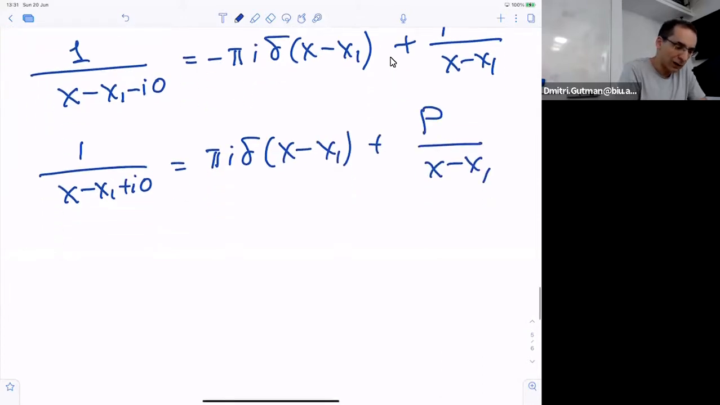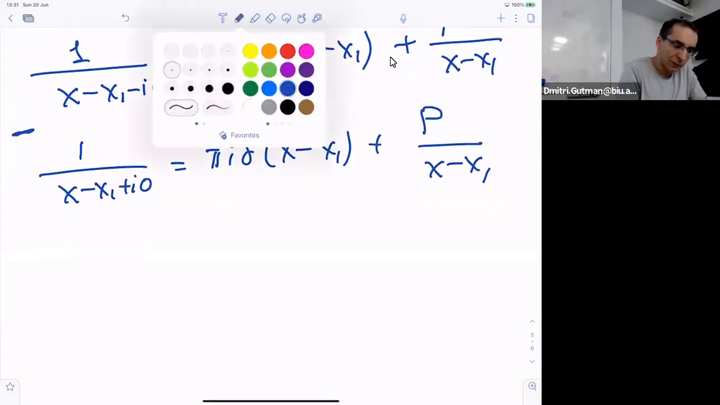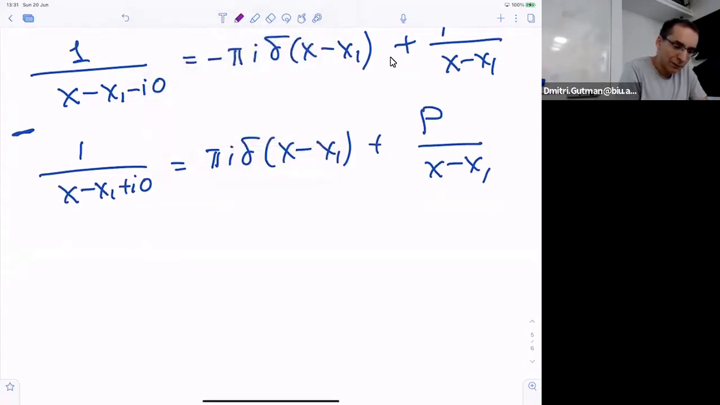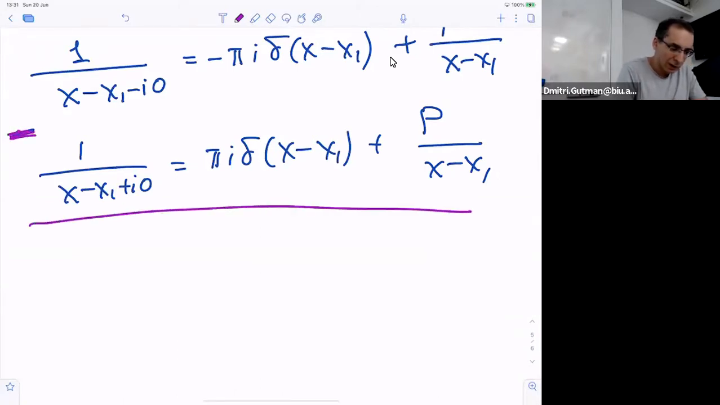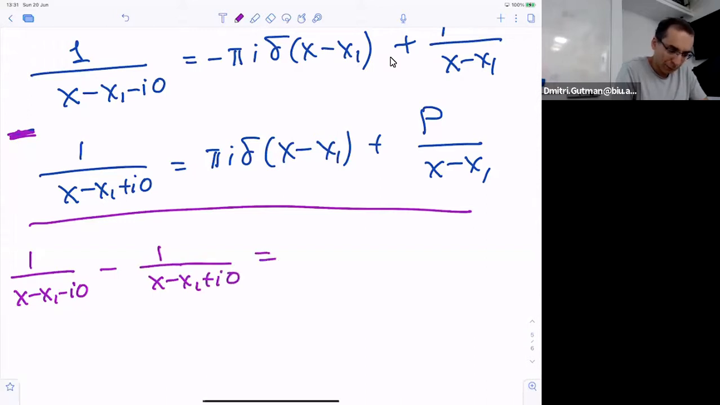So if we subtract this thing from that thing, we will get 1 over x minus x1 minus I0 minus 1 over x minus x1 plus I0. Sorry, here should be a plus sign, and here should be a minus. Then we'll get 2 pi I delta function of x minus x1.